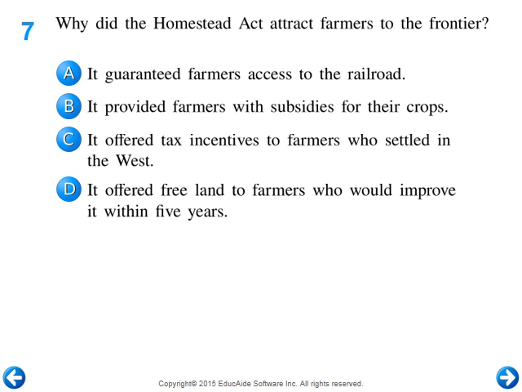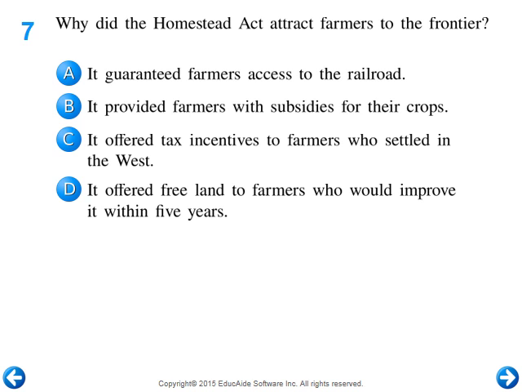All right, number 7. Why did the Homestead Act attract farmers to the frontier? A, it guaranteed farmers access to the railroad. No, it didn't. We can remove that one. B, it provided farmers with subsidies for their crops. The idea of subsidizing crops really wasn't that big at that point, so no, it's not going to be B.